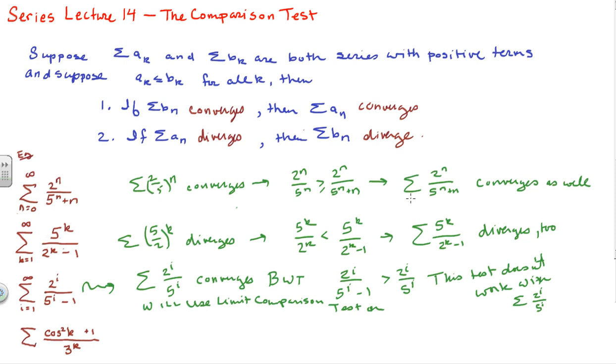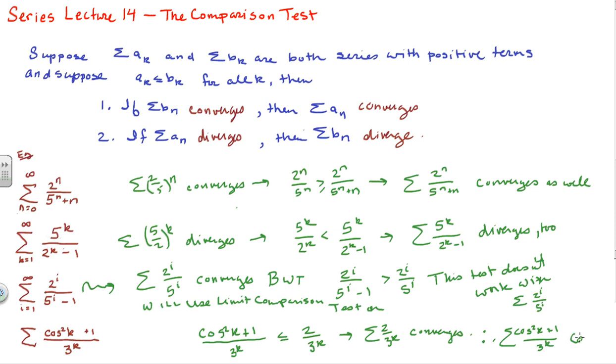Now, what do I want to compare this to? Cosine squared k itself is always less than or equal to what? It's less than or equal to 1. So this whole thing is always less than or equal to 2 over 3 to the k. The series 2 over 3 to the k is 2 times a geometric series, which converges. Therefore, the original series, cosine squared k plus 1 over 3 to the k, converges. Okay, next one will be the limit comparison test.